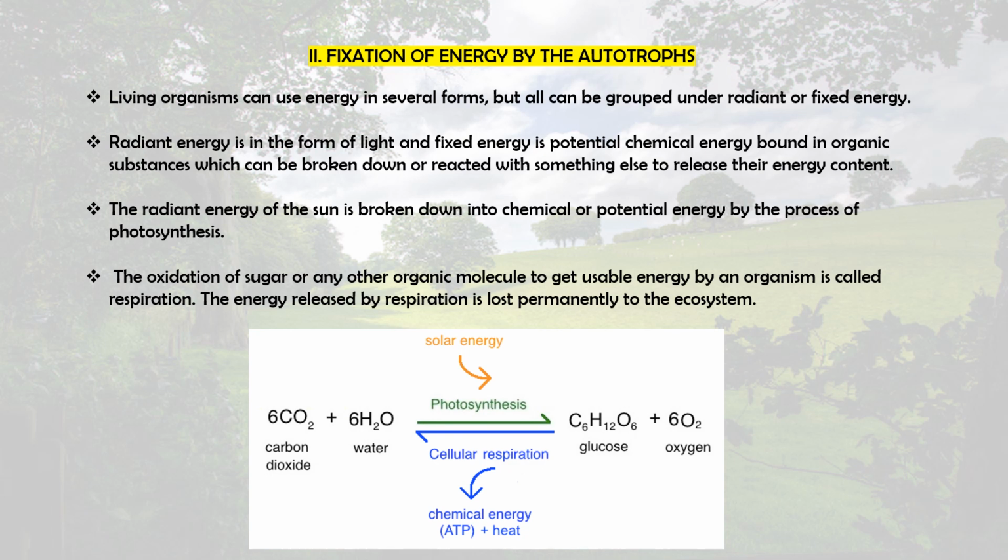That means when we combine 6 molecules of carbon dioxide with 6 molecules of water using the solar energy, we get 6 molecules of oxygen plus 1 molecule of glucose through the process of photosynthesis. Here, we are converting the solar energy, that is the radiant energy, into fixed energy, that is the potential or chemical energy, as glucose. So here we have the fixed energy, that is glucose.